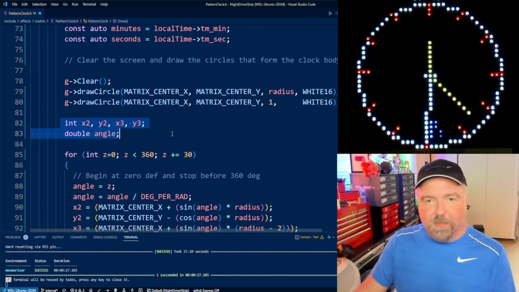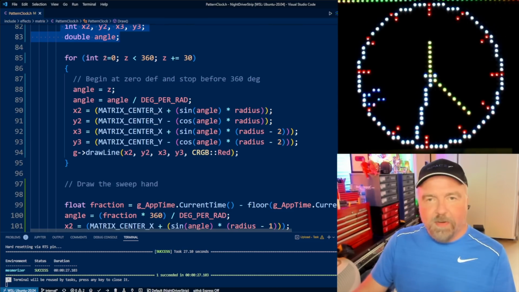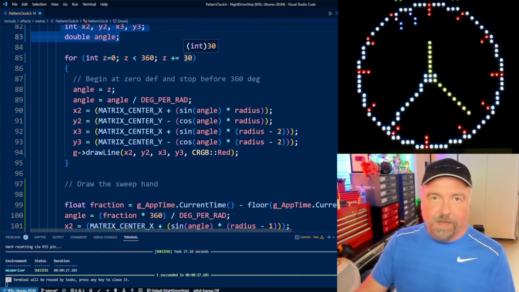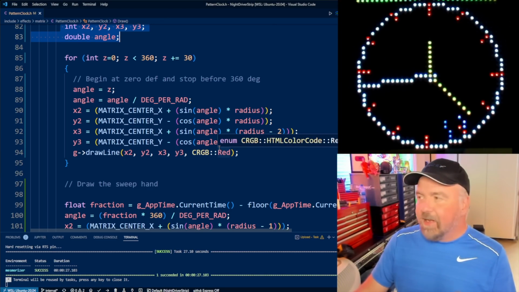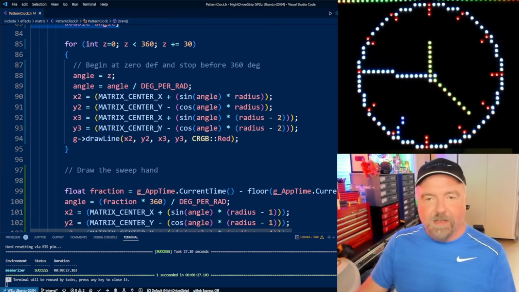Next, we declare our local variables. And we sweep around from 0 to 360 degrees, stopping 12 times, which is every 30 degrees. We draw a small tick mark, which runs from radius -2 out to radius, and we draw it in red, and those are the red tick marks that you can see in the clock.